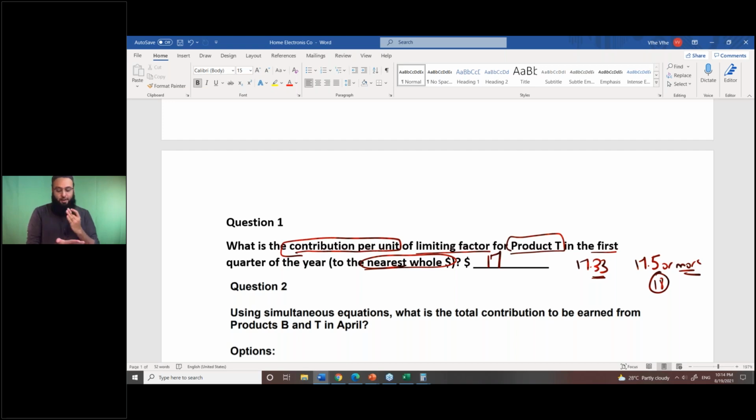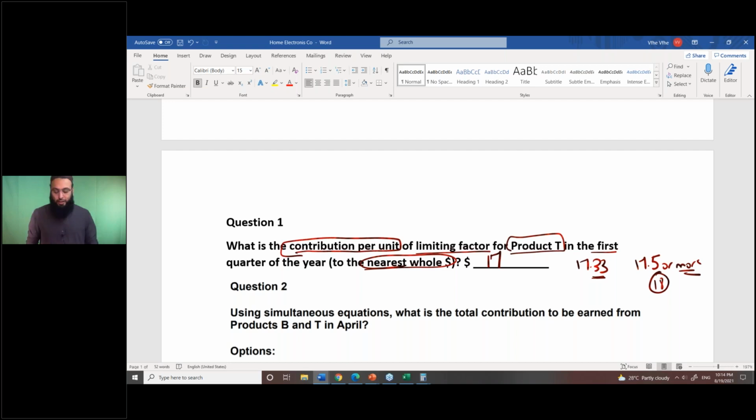Either it's 0.5 or 5 or 50 or 100 or 5,000, whatever, depending on how the numbers are given here, like in terms of tens, 20s or millions or whatever it is given. Okay, so this is what you have to keep in your mind.